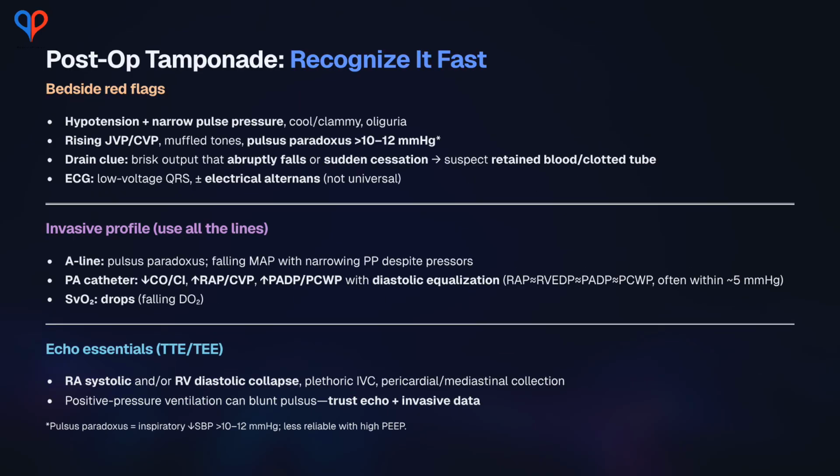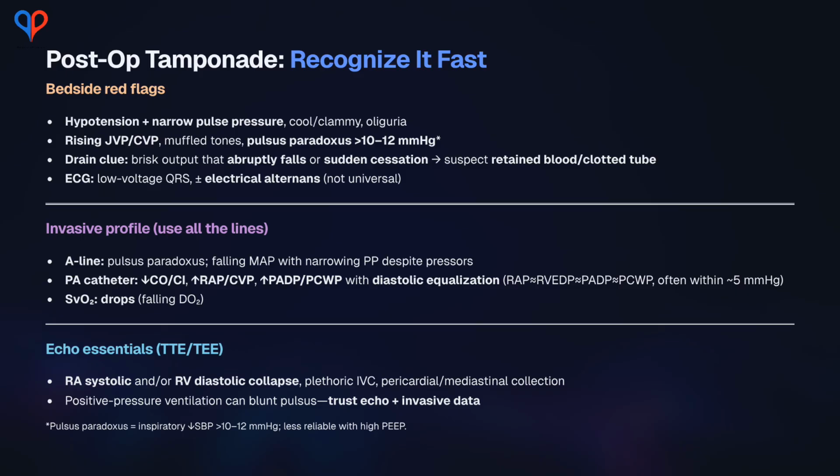After CABG, think tamponade, when shock presents with a narrow pulse pressure, rising neck veins, and falling urine output, especially if chest tube output shows an abrupt drop or complete cessation. On the A-line, look for pulsus paradoxus and a shrinking MAP. With a PA catheter, cardiac index falls while right and left-sided diastolic pressures crowd together. Diastolic equalization is the invasive hallmark.